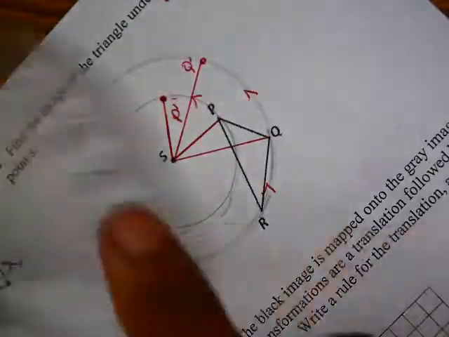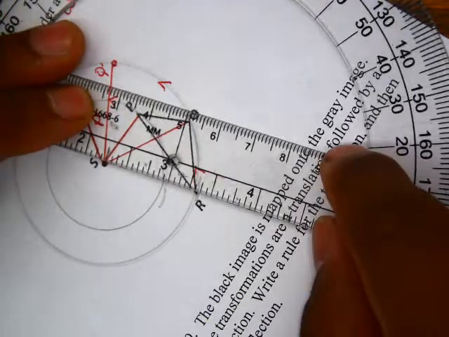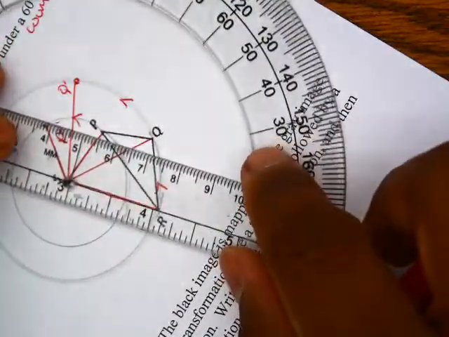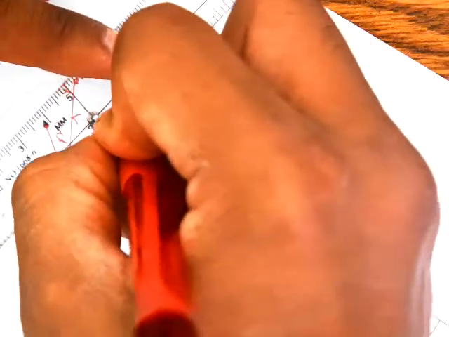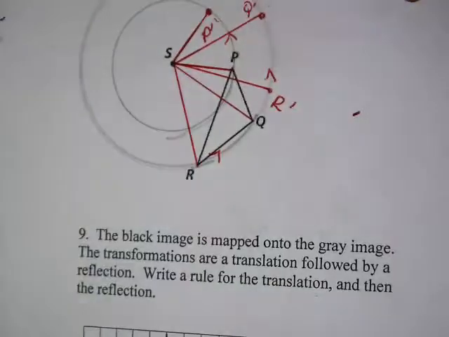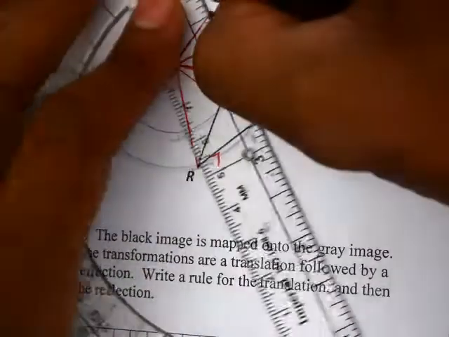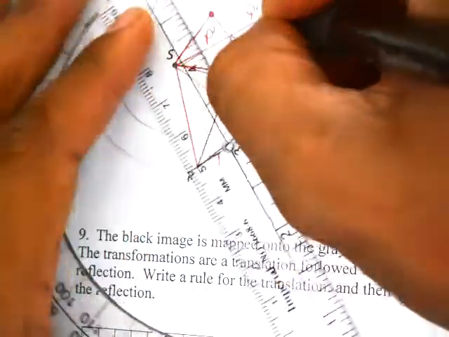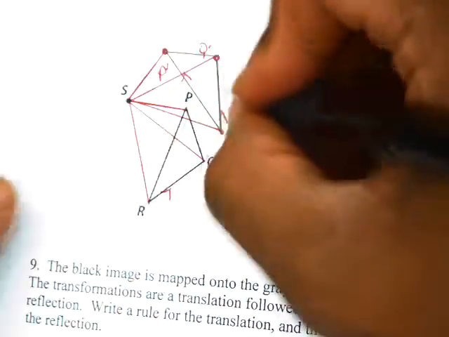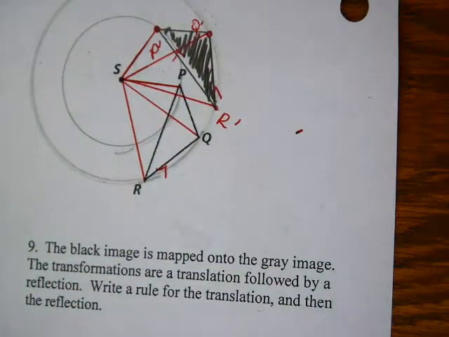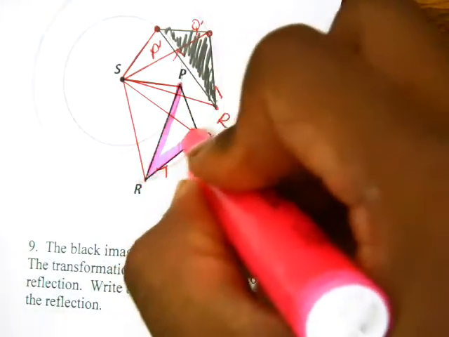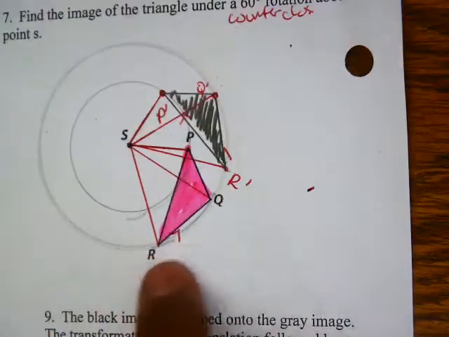Same thing for R. Measure out 60 degrees, connect this to the outside. That's R prime. So in the end, I want to connect all these dots that I labeled with primes. Those will recreate my image. And you can see that this is the resultant image if I took this original triangle and rotated it up 60 degrees.